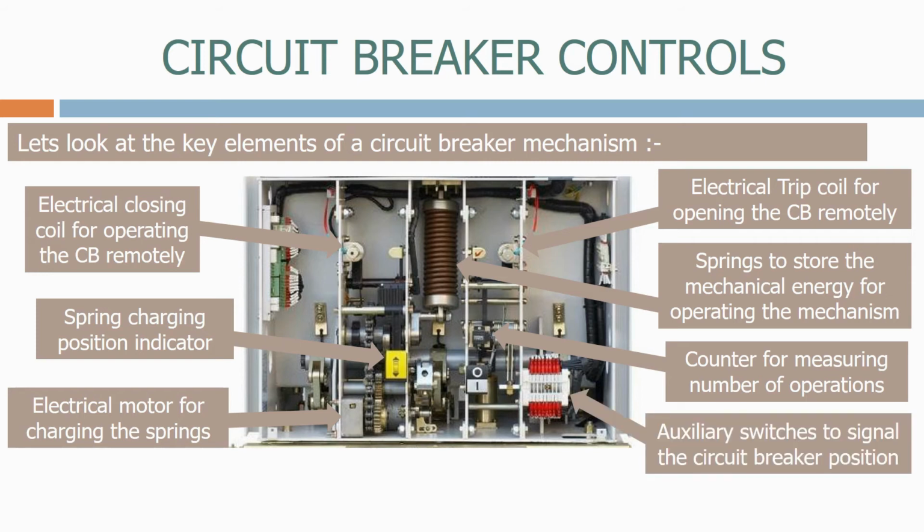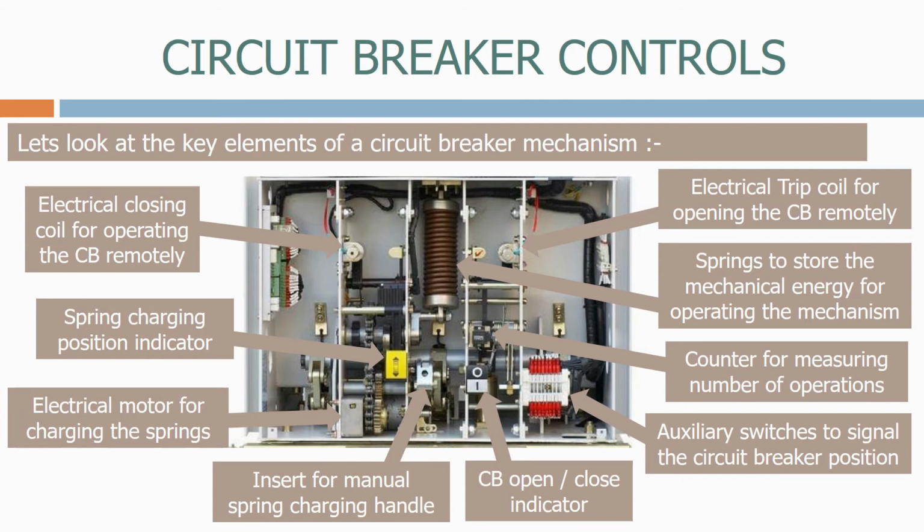We have the auxiliary switches to signal the circuit breaker position. These are connected to the same shaft that drives the circuit breaker contacts. We have the circuit breaker open or close indicator, which indicates the position of the circuit breaker. And finally, we have the insert for the manual spring charging handle. This is there in case we lose all power to the circuit breaker and need to charge the mechanism manually.